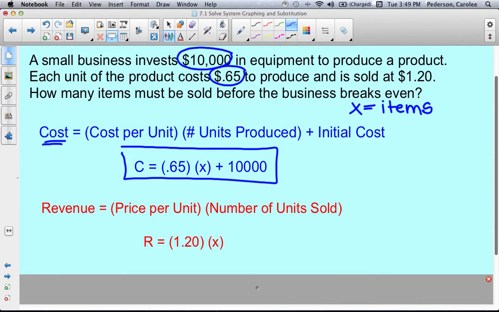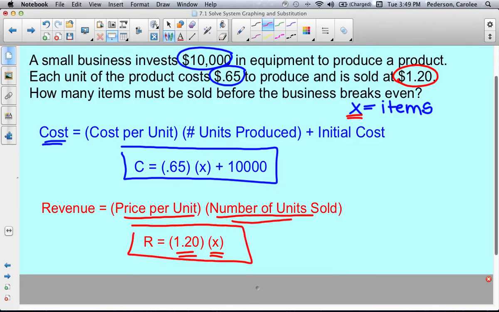The second equation is the revenue, what the company is taking in. So the revenue, each item is selling for $1.20. So the price per unit is $1.20. And then the number of items sold is unknown. So our second equation is in the box.